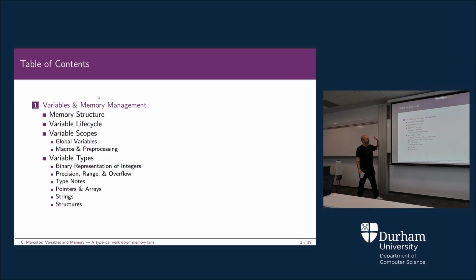So we're going to talk about variables and memory management generally. We'll talk about memory structure, what the life cycle of a variable is in a C program, variable scopes, which you may not have heard of before if you've spent all of your programming time in Python. This includes global variables versus macros and preprocessing. And then we'll spend a good amount of time talking about variable types, because types are something you may not have encountered before if you haven't used a strongly typed programming language before.